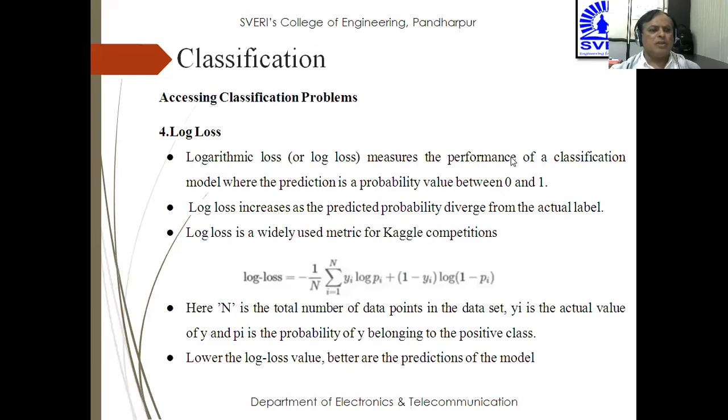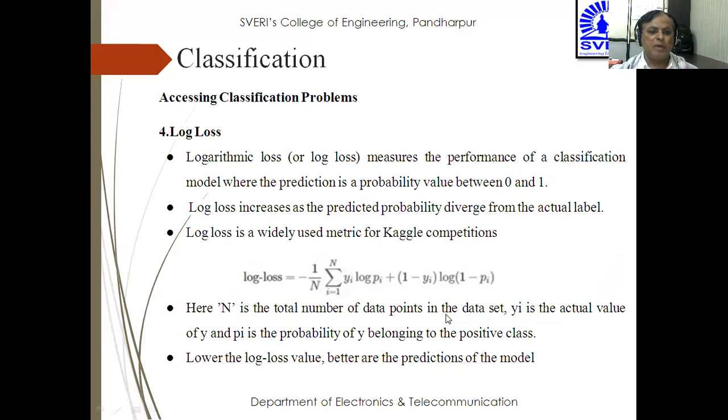Log loss is a logarithmic loss that measures the performance of the classification model where the prediction is a probability value between 0 and 1. If log loss increases, the predicted probability diverges from the actual label. So that means the log loss has to be small. It should not be more.